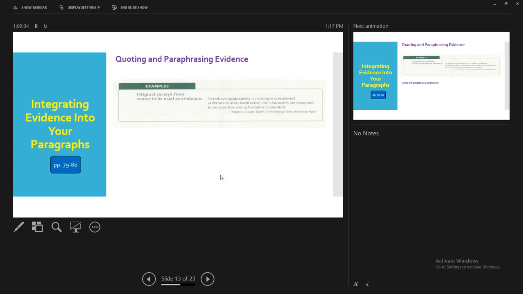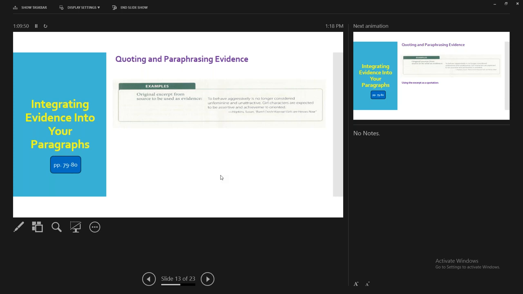This is a new book, page 79, as I mentioned. We have here the original piece, the original excerpt from the source to be used as evidence. You can read it there. "To behave aggressively is no longer considered unfeminine and unattractive. Girl characters are expected to be assertive and achievement oriented." Okay. And this was written by Hopkins, Susan, and the source is there.